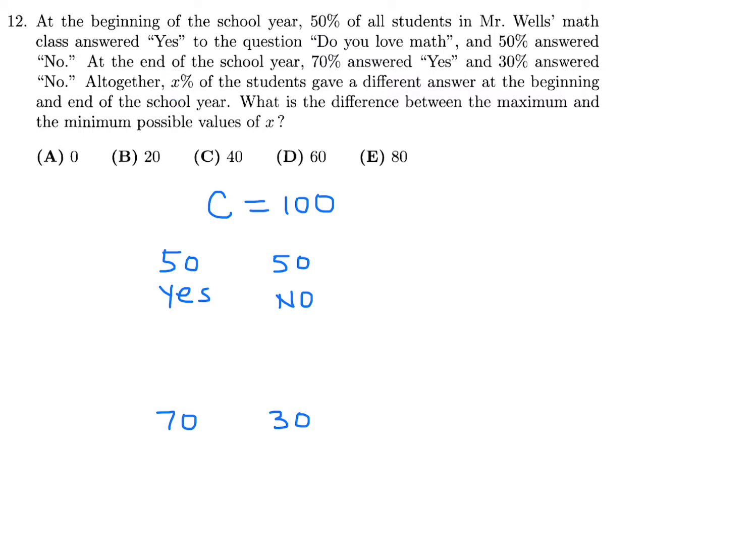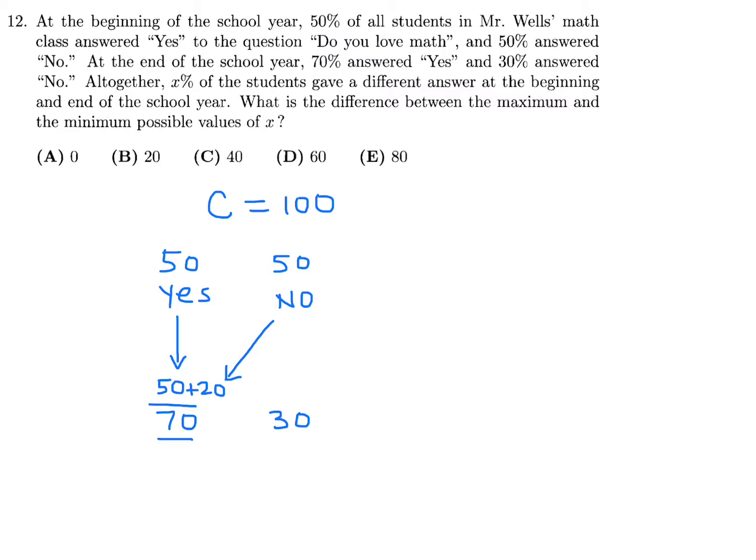Well, I always look at extreme case scenarios since they're talking about minimum and maximum. So the first extreme case scenario is when everybody who said yes says yes again at the end of the school year. So they said yes at the start, they say yes at the end. But this number is 70. That means in order for that number to be 70, 20 have to come from here. That's the only way you're going to get 70, 50 plus 20.